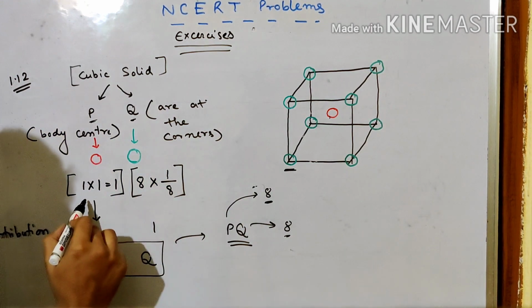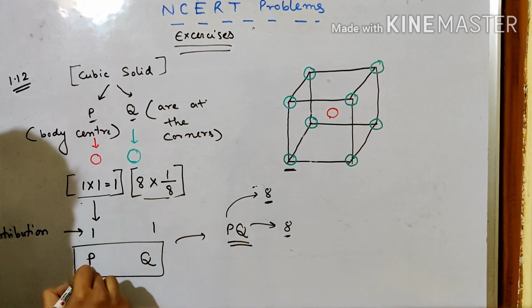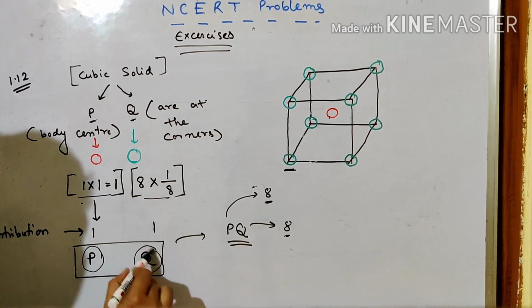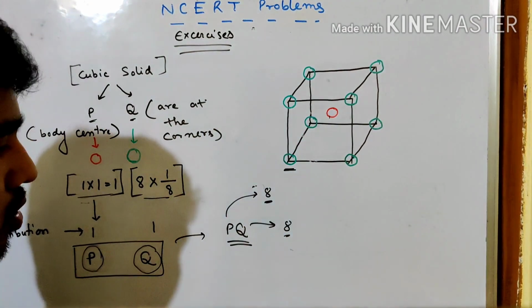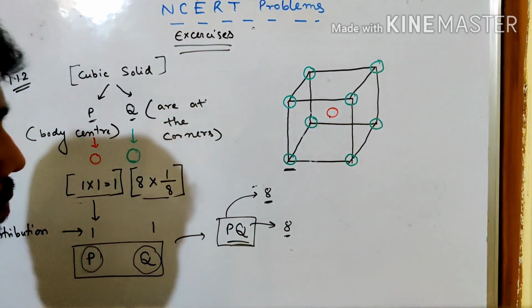And how to find out the formula? This is the contribution. So ultimately there is 1 P and 1 Q effectively within. So the formula is PQ.